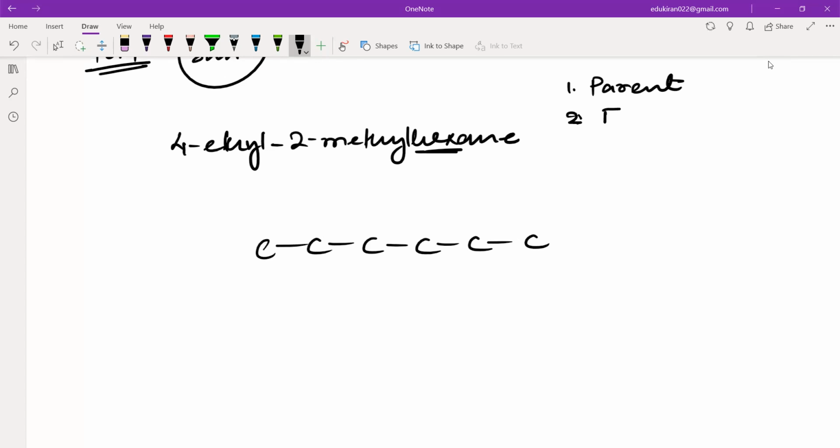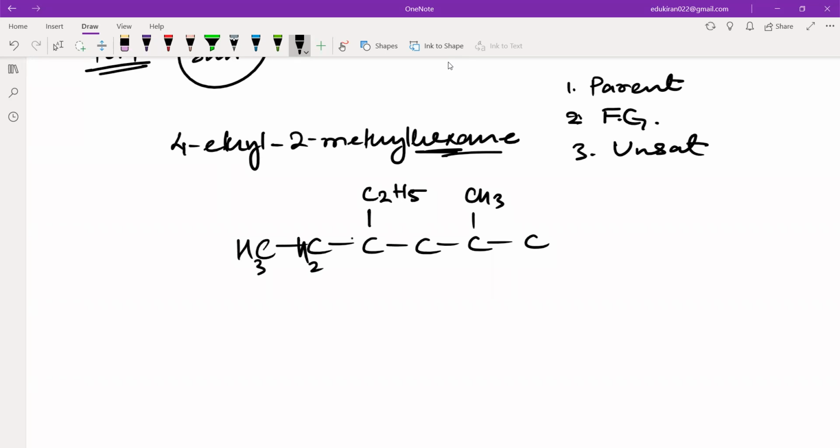Second, you will look at the functional group. That means you have to take care of the numbering part. Whenever you are doing the functional group, that means you are taking part of the numbering part. Okay, so hexane, that means no functional group. Third is unsaturation. So unsaturation is ane, so we don't have to worry about that also. And then you will look at the substituent. So you have 2-methyl and 4-ethyl. 2-methyl. So you can put 2 here, CH3, and 1, 2, 3, 4. And here you can put C2H5, that is ethyl.